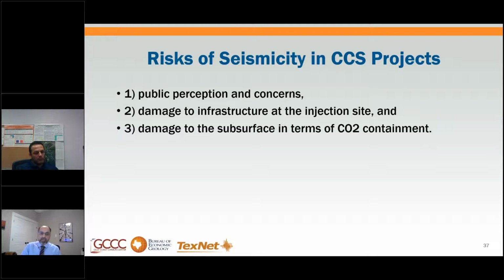The second thing is damage to infrastructure at the injection site. For that, we don't expect small magnitude earthquakes to cause any damage to this infrastructure. This infrastructure is usually built to manage high stress, so we don't expect anything like that. And of course, there is damage to the subsurface in terms of CO2 containment, but this is something of concern. Lately, though, what we see is that with a data-rich monitoring system, not only with seismicity but with other physical or chemical compounds, it will not be necessary to have such concerns. Next slide, please.